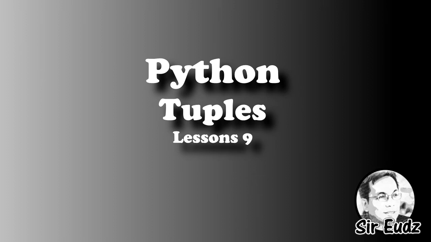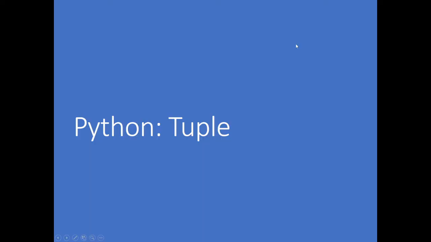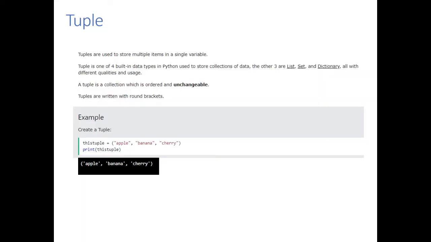Python tuple. So tuples are used to store multiple items in a single variable. Tuple is one of the 4 built-in data types in Python used to store collections of data. The other 3 are list, set, and dictionary. So we have already discussed list, all with different qualities and usage.